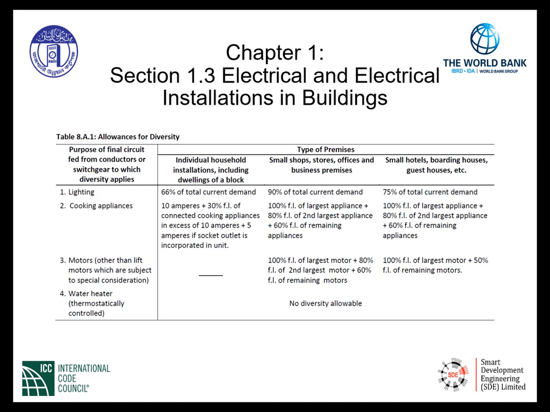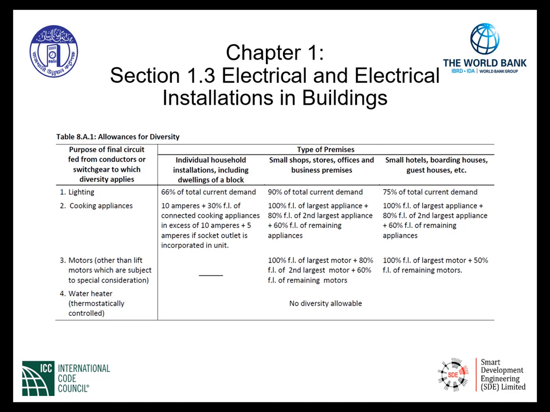It is impossible, however, to specify the appropriate allowances for diversity for every type of installation, since determination of such allowances calls for special knowledge and experience. The figures shown in Table 8.A.1 are therefore intended to act as a guideline. The current demand of a final circuit is determined by summing the current demands of all points of utilization and equipment in the circuit.